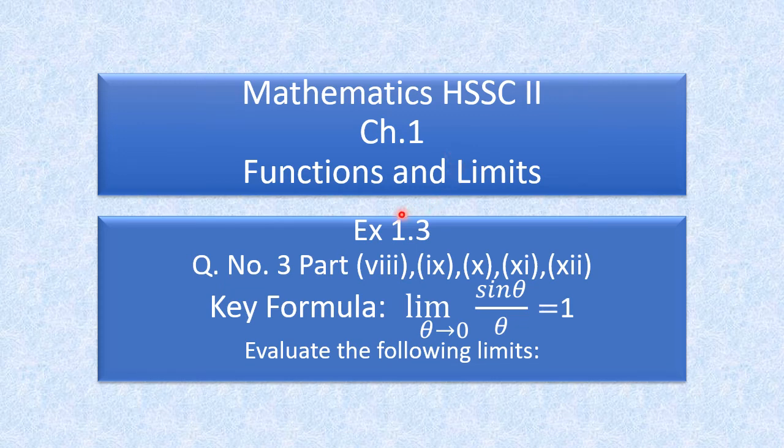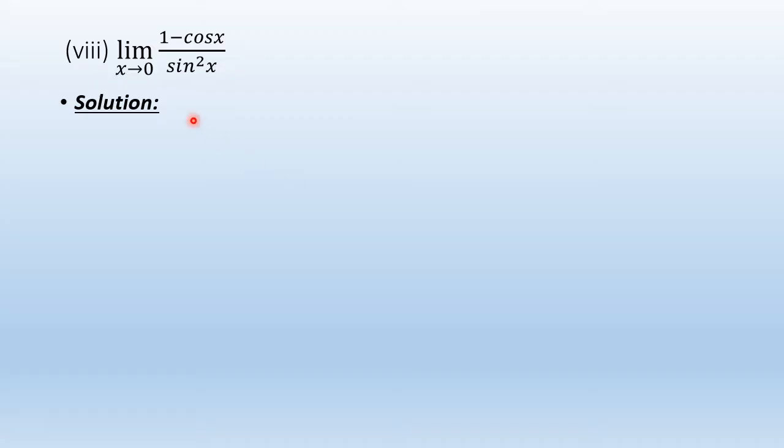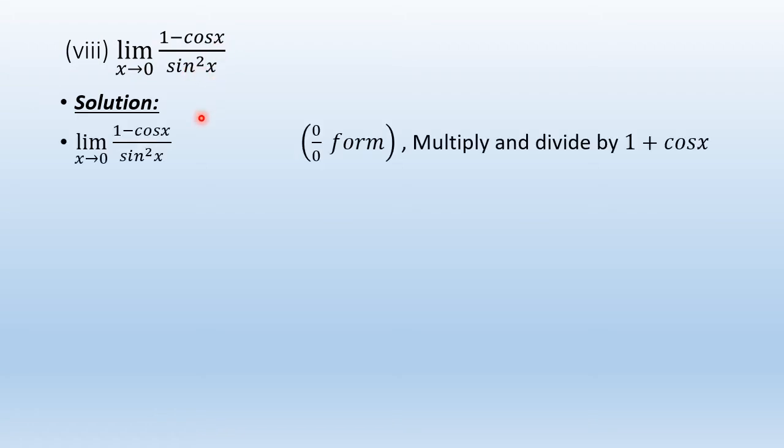Bismillahirrahmanirrahim. Exercise 1.3, question number 3, part 8. Limit when x tends to 0, (1 minus cos x) divided by sine square x. Our first observation is that it is in 0 by 0 form. So what do we do? We are going to multiply and divide by 1 plus cos x. So we get it like this.